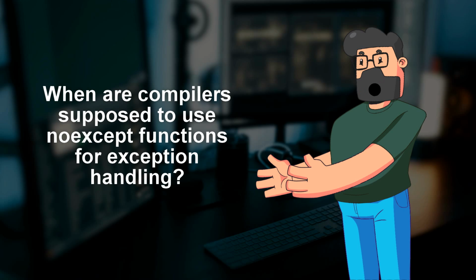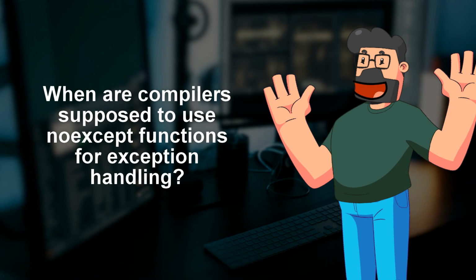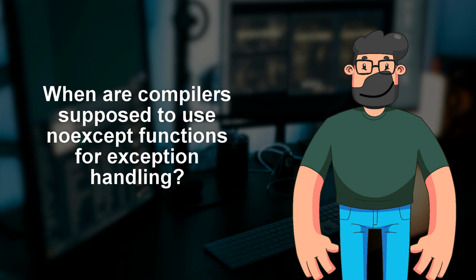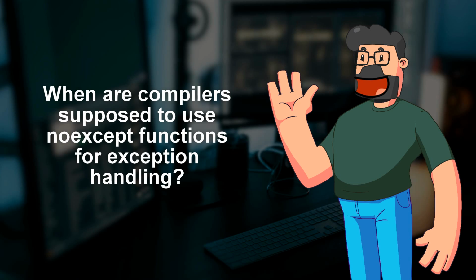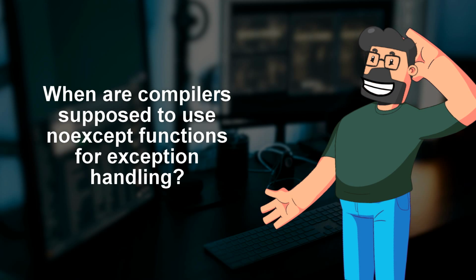Welcome to today's video, where we will delve into a programming problem that you may encounter. The issue at hand revolves around a piece of code that involves functions that may or may not throw exceptions. We will explore why different compilers handle exception handling in distinct ways, specifically in the context of the noexcept specifier. So, let's jump right into this interesting problem.